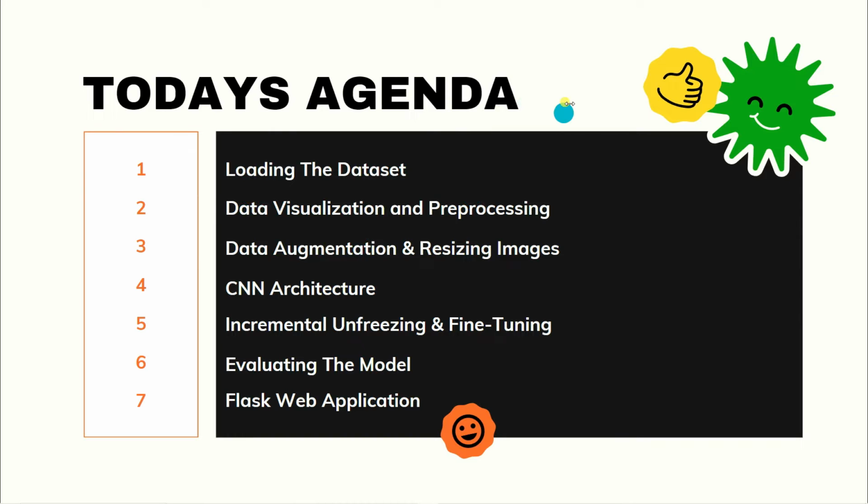First, you're going to see how you can load the dataset from our working directory. Then we have data visualization and data preprocessing. Then we have data augmentation and resizing of the images. Then the CNN architecture: how you can build CNN architectures using Python and TensorFlow. Then we have incremental unfreezing and fine tuning in order to make our model more accurate.